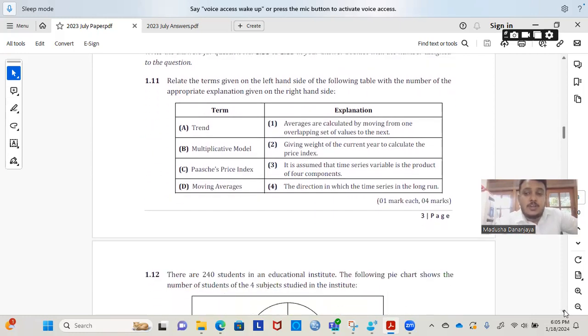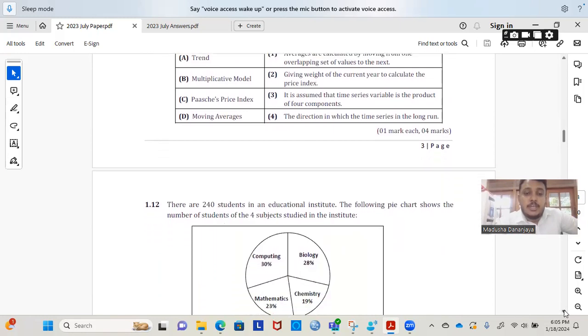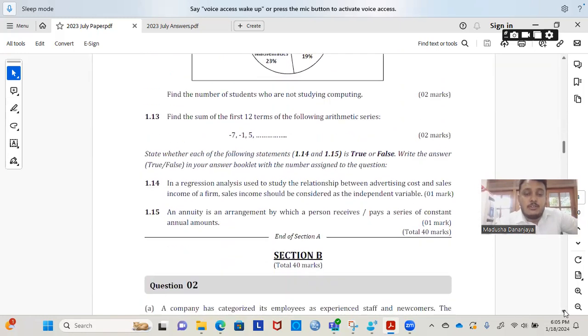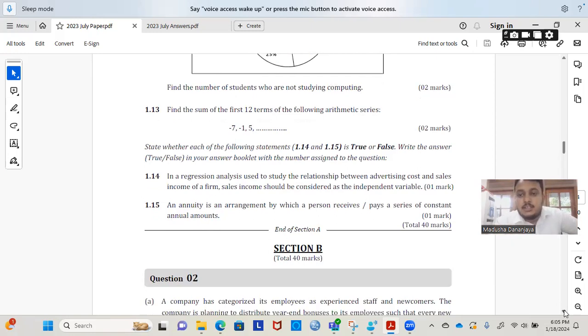The remaining 2 questions, 1.14 and 1.15, will be true or false questions, where you have to state whether the given statements are true or false, not correct or incorrect, or tick or cross. Don't put tick and cross. Write the exact word true or false. That is section A. Section A gives you 40 marks.